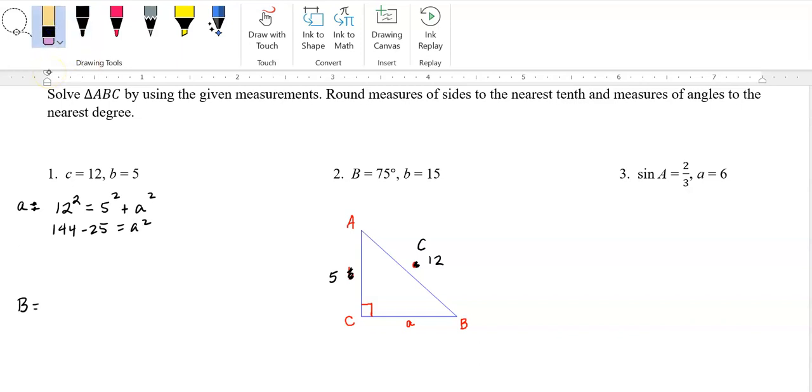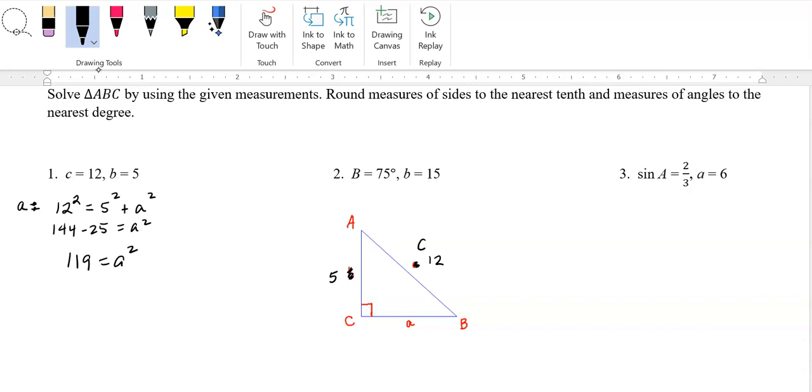I didn't really allow myself a lot of room here, so let me just erase that and we'll come back to it. Okay, so 144 minus 25 is 119. And notice the directions. If it said exact answers, then you would just do the square root of 119, and you would try to simplify the square root if possible. But notice this says to round, and so that tells you to go to your calculator and find the decimal form of the square root of 119.